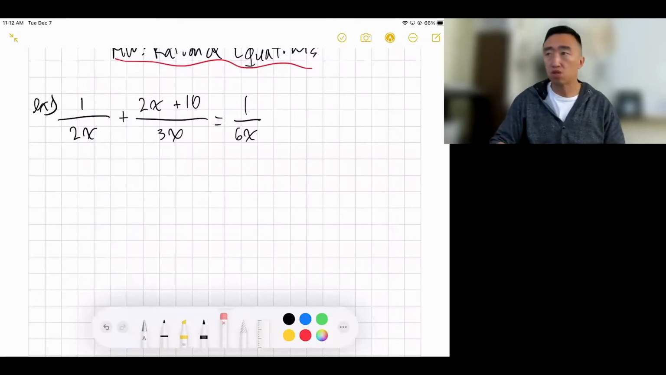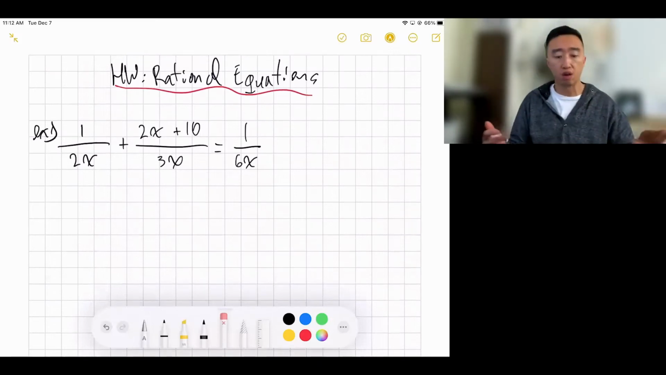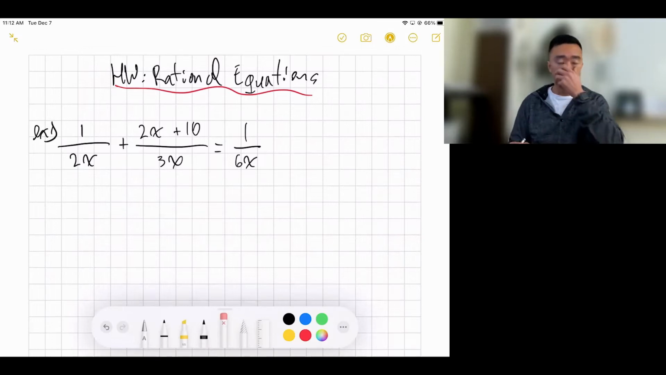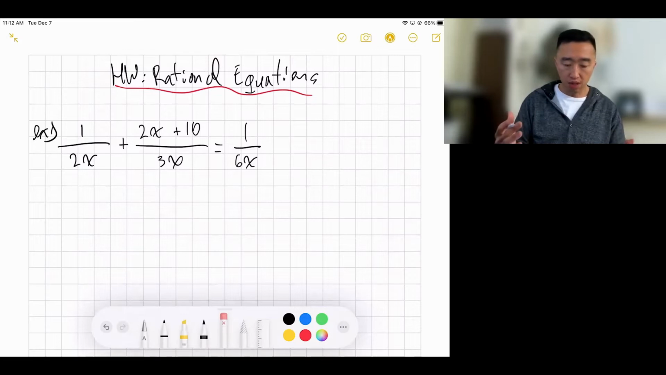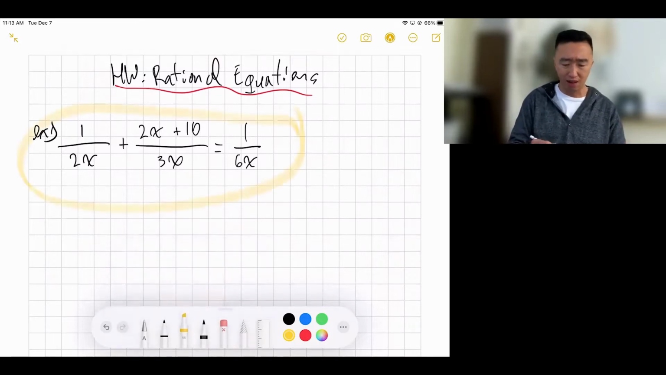All right, party people. So rational equations, take notes, pause this video as you need it to be. I'm going to show you 4 examples that resemble very much like your homework. Okay. So I'm looking at this equation and you might be intimidated like, oh man, this looks complicated, right?